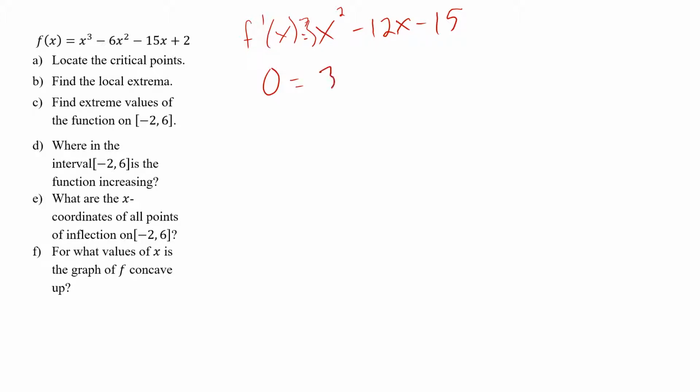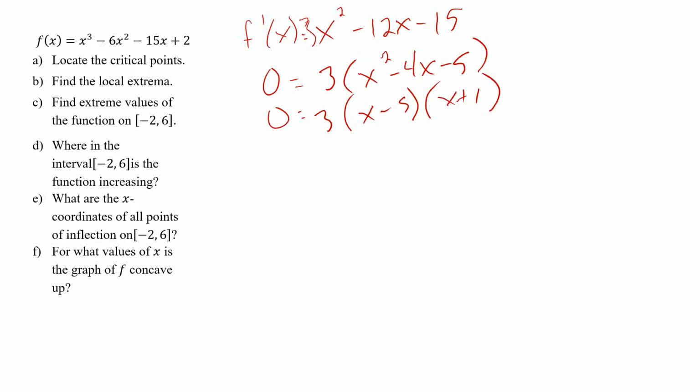Now we need to set it equal to 0. And while doing so, I'm going to factor out that 3. 3 times x squared minus 4x minus 5, which is 3 times x minus 5, x plus 1. So it's when x equals 5 or negative 1. So the critical points are when x equals 5 and negative 1. Find the local extrema. It's probably going to happen at those points. We need to know if it's minimum or maximum or if it happens at all.